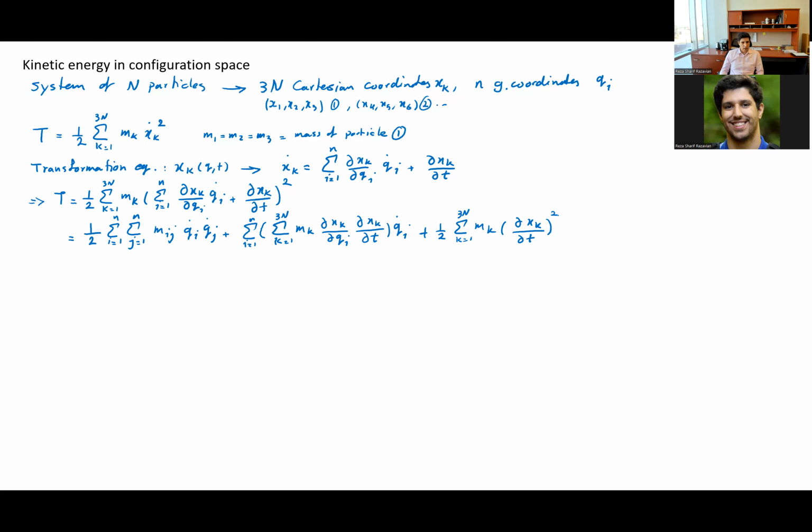There are a few things that are actually unknown yet. So what is this Mij? Let's define that. Mij, which is the same as Mji, is the sum over k equals 1 to 3n, mk, the actual mass of a particle, times partial xk, partial qi, partial xk, partial qj. So let's have this in mind.